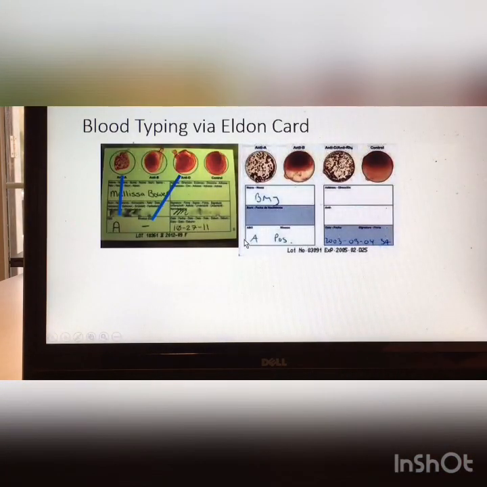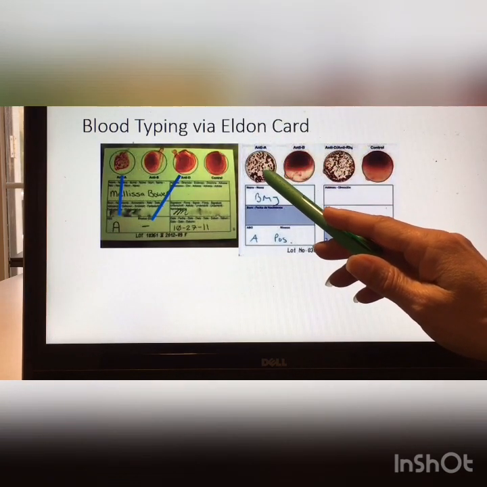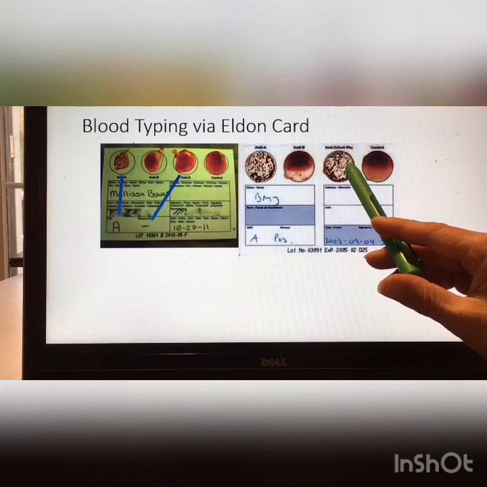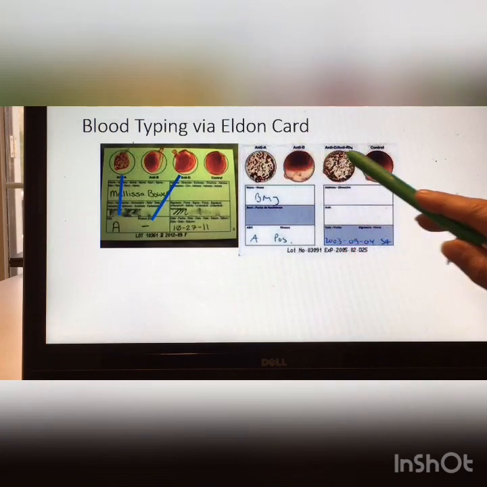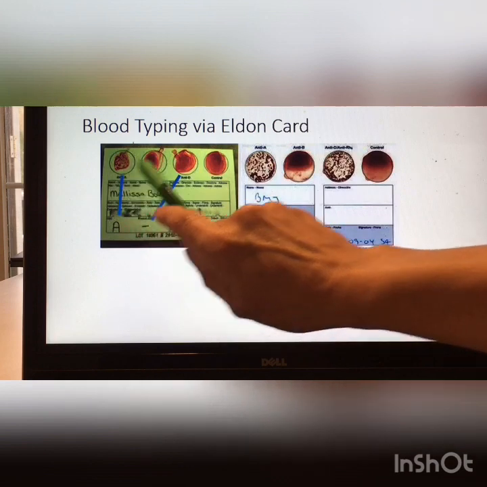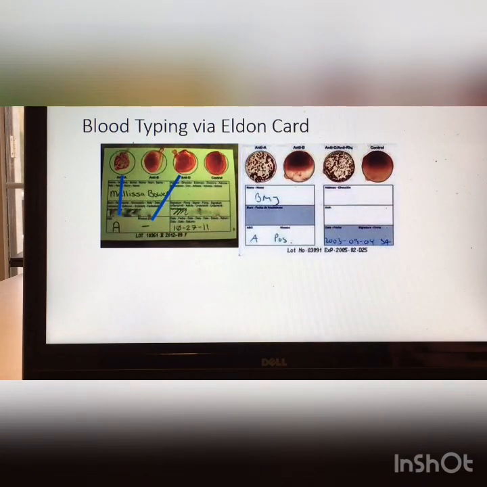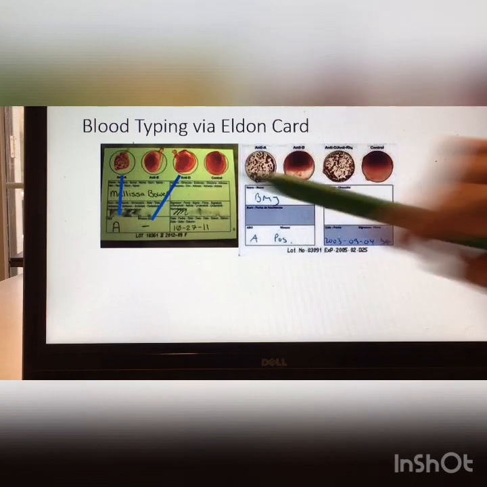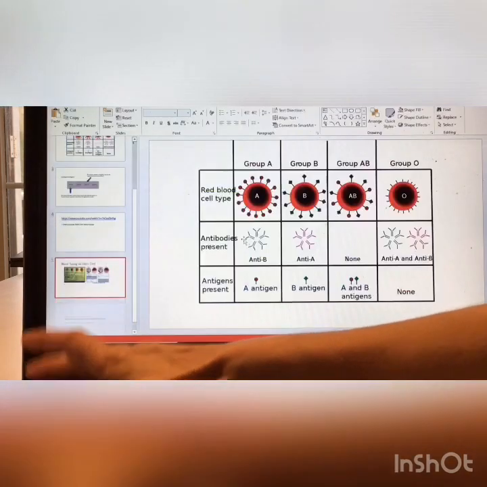So if you look at these Eldon cards, this one had a reaction to protein A and a reaction to the Rh factor. So this one would be A positive. So they have type A blood and they're positive for the Rh factor. And this one would be A negative because it clumped in A, but nothing in the Rh factor. If it clumped in none of them, it would be O negative. If it clumped in all of them, it'd be AB positive.